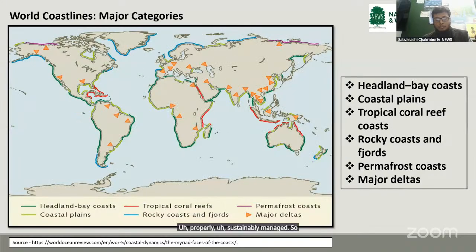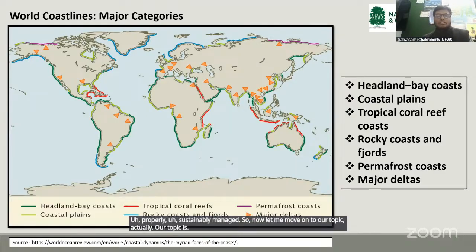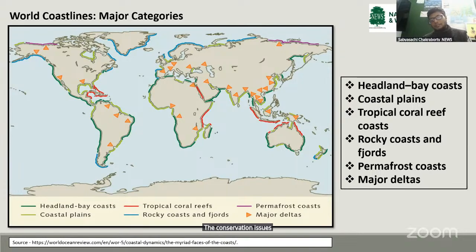So now let me move on to our topic. Our topic is conservation issues in the coastal habitat. But first, before moving into the issues, we need to understand what coastal habitats are, or what the coasts are. Generally, we all know that when any landmass ends at a point where the water or aquatic body starts, the interface between the land and the water is known as the coastal area.